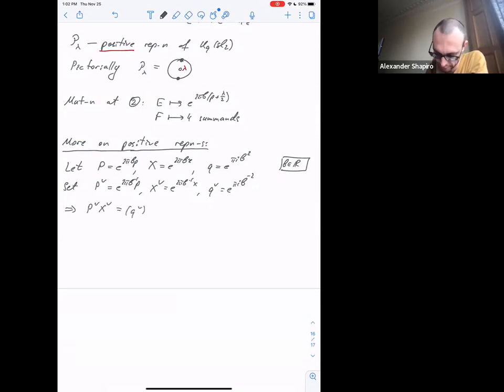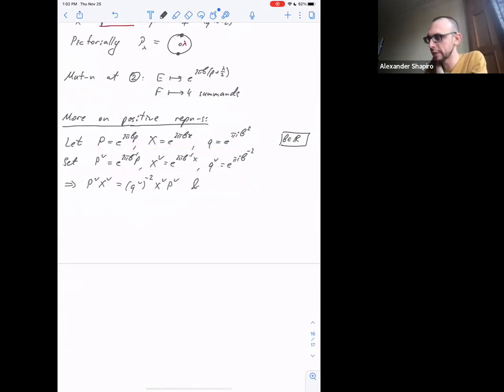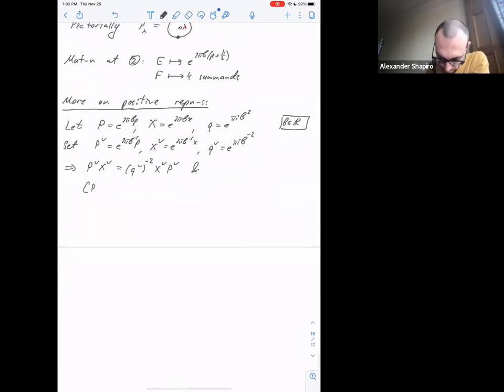P check X check is Q check to the minus 2 X check P check. So this is just another copy of this algebra, really, when you replace Q by Q check. But then what's more important is that, obviously, when you commute P and P check, they just commute, right? And when you commute X and X check, they just commute.